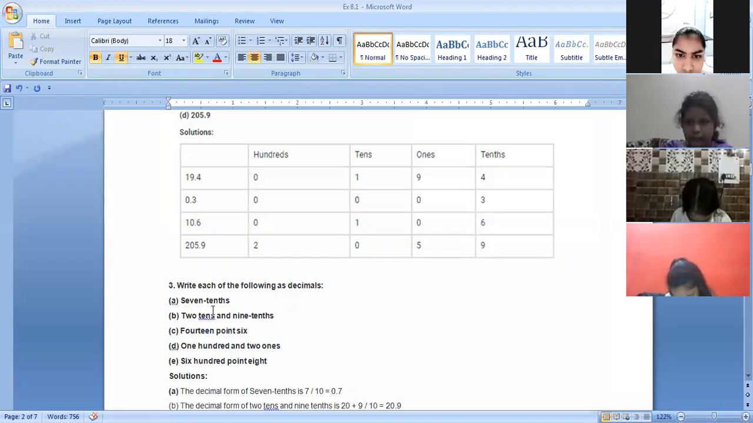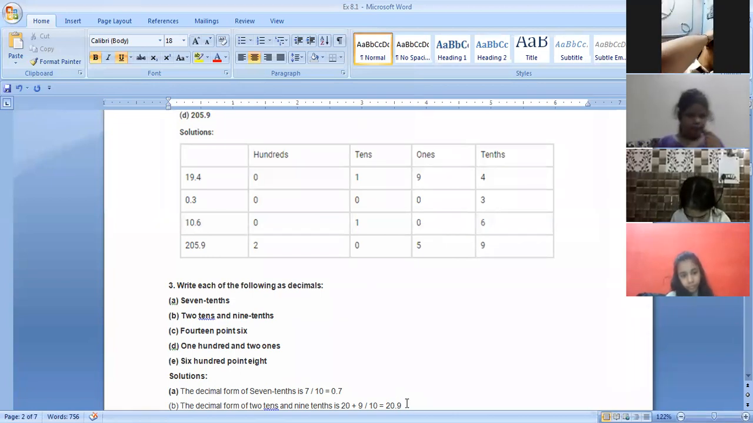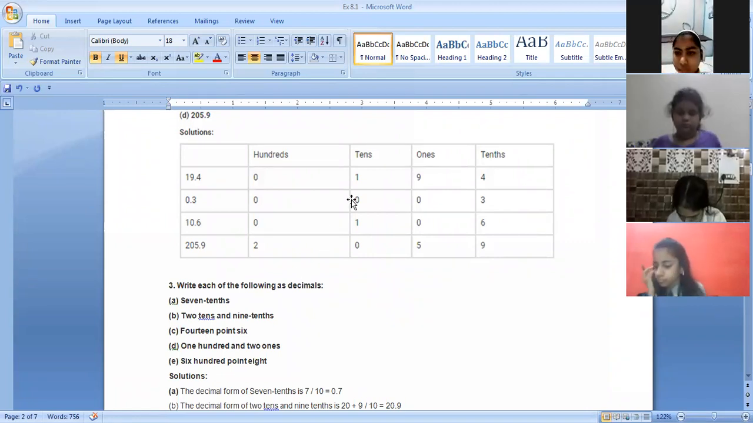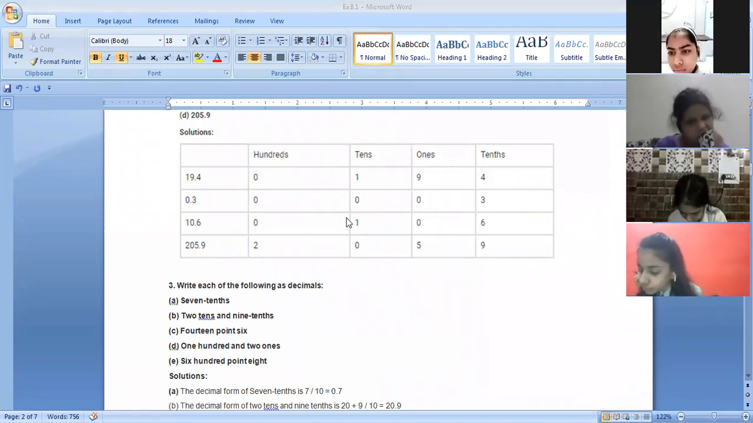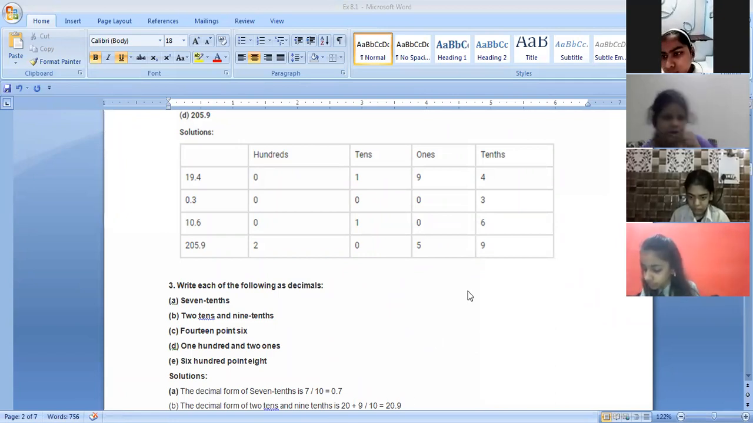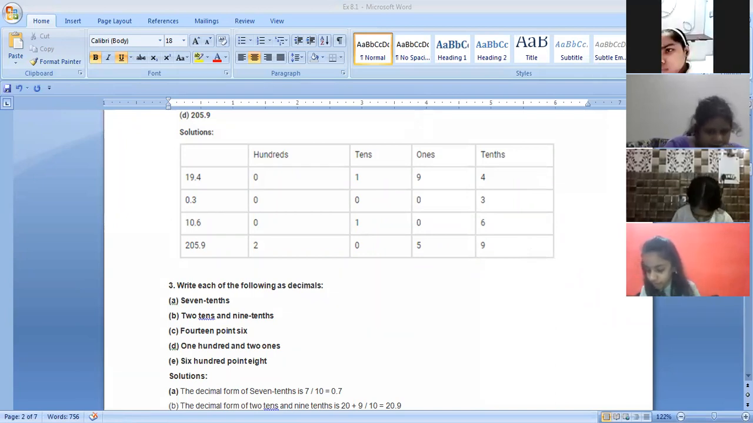Let's move to the next one. 2 tenths, that means 2 upon 10. 9 tenths, that means 9 upon 10. 9 upon 10 means 0.9. 9 upon 10 is equal to 0.9. No, Chehek. So 2 tenths, it's not tenth, it's 2 tenths. So tenths will be at this place. So it will be 20.9. That's right. Okay, 2 is at the tens place. So 2 tens are 20. And 9 is at the tenths place. So that means 0.9.